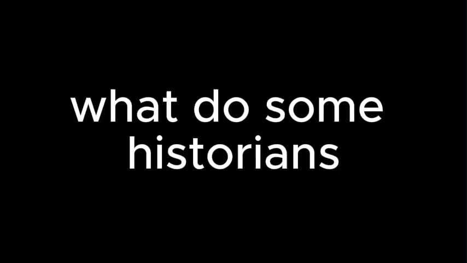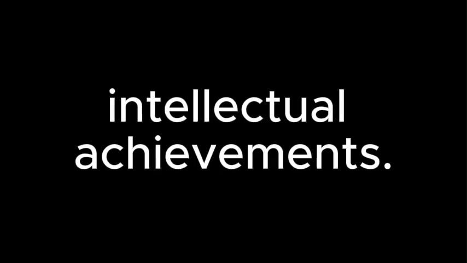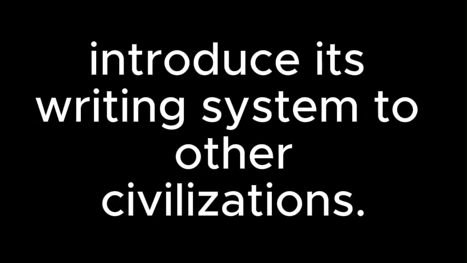According to the text, what do some historians suggest about Maya civilization? A. Maya civilization acquired the use of 0 from the Olmec civilization. B. Maya civilization respected its historians more than it respected its mathematicians. C. Maya civilization was highly secretive about its intellectual achievements. D. Maya civilization tried to introduce its writing system to other civilizations.